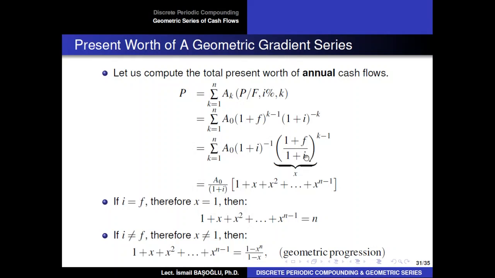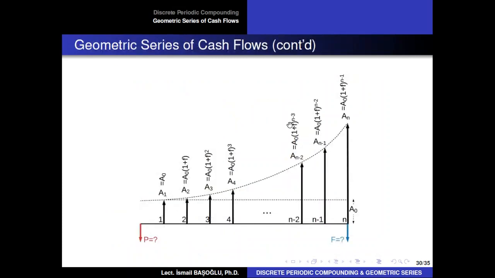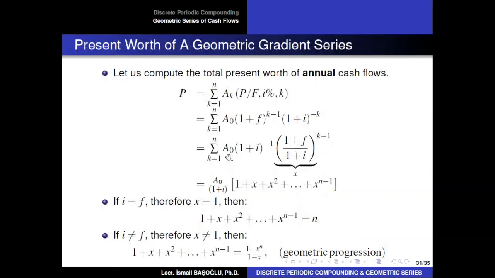First of all, if I and F are equal to each other, if the inflation rate and interest rate, so this is not the inflation rate actually, F is not the inflation rate, it is the rate of change in the cash flows. Okay, so please let me correct myself. If I have called F to be the inflation rate, it is not, it is the rate of change in the cash flows, as you can see here.